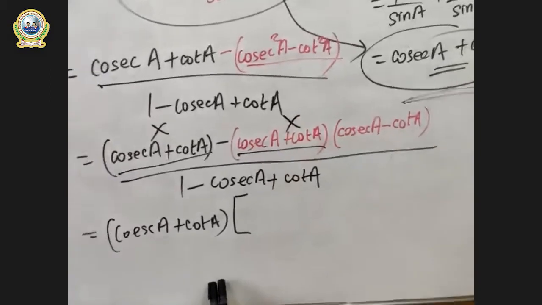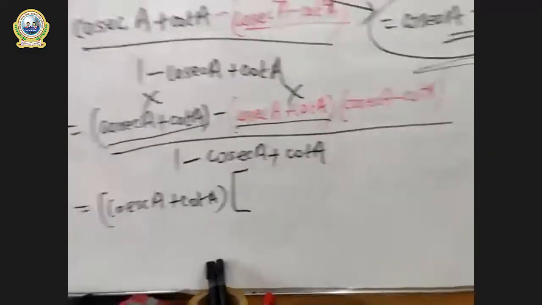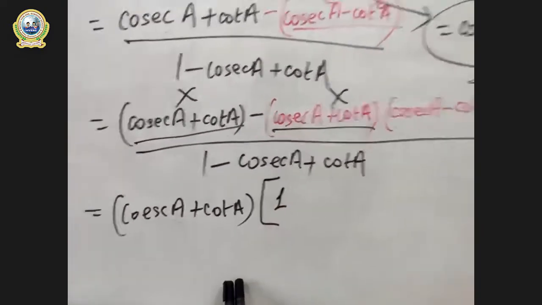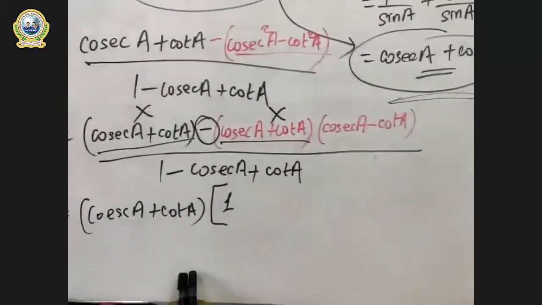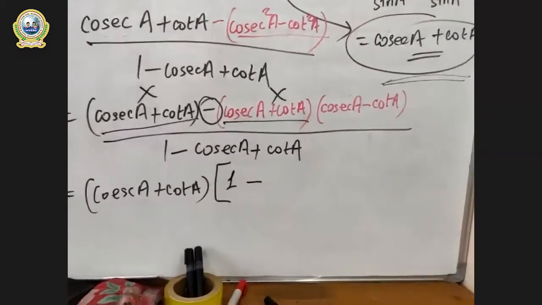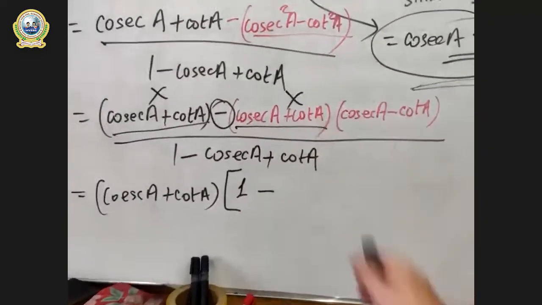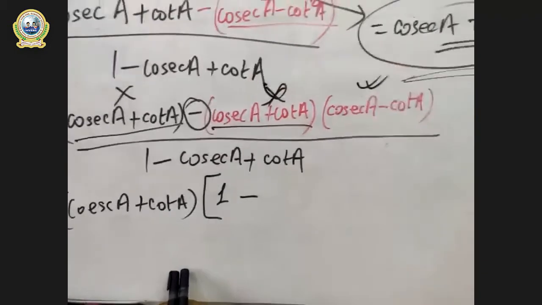So if you take cosec plus cot as common, then what will be left here? Only one, right? Only one will be left here. And this minus, which I have just circled, is here. Is this clear? In the red color part, we have already taken this as common, right? So what do we have left now? We have just this second part left.